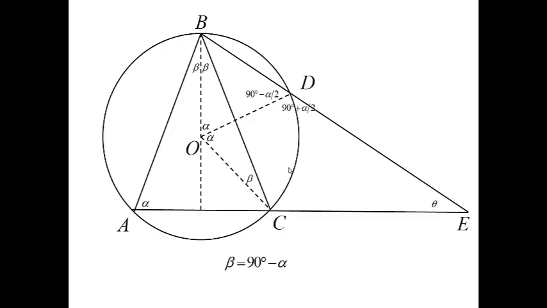Now let me come back to the triangle ABC and observe that the angle at C is equal to alpha, and therefore the angle BCE is equal to 180 minus alpha. Now I will look at the quadrilateral ODEC.